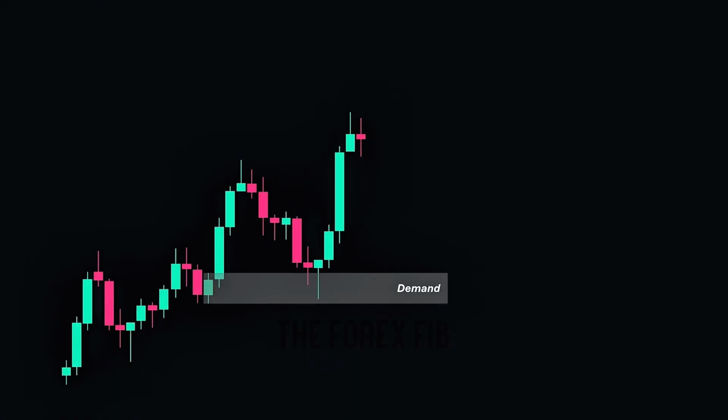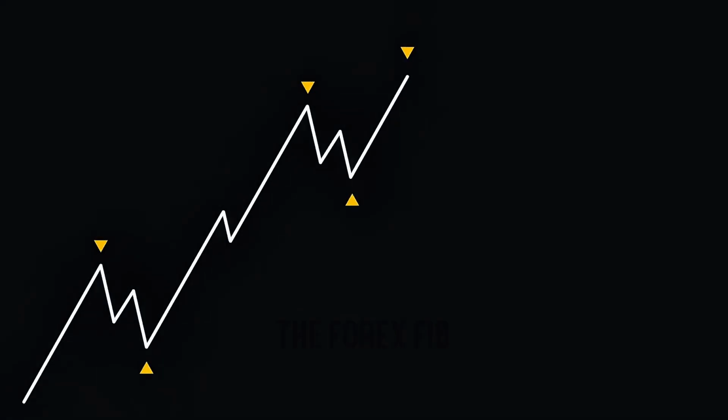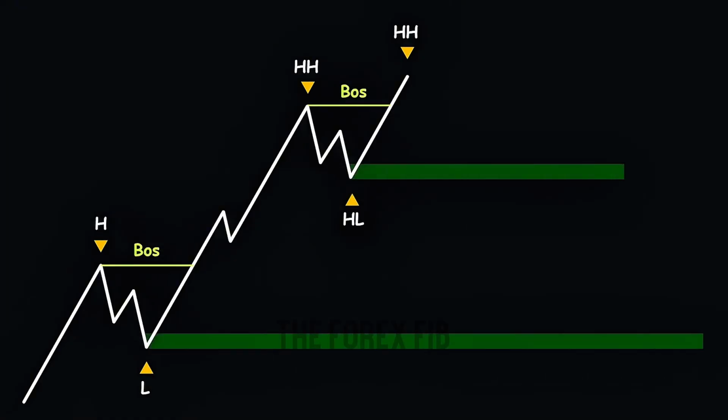The system works based on mitigations. When the price mitigates a demand level, demand takes control over supply. Conversely, when the price mitigates a supply zone, supply takes control over demand. Imagine the price is moving in an uptrend, creating a series of higher highs and higher lows. Each time the price breaks structure to the upside, a demand zone is formed. These demand zones remain unmitigated until the price returns to them, offering a good opportunity to follow the trend.